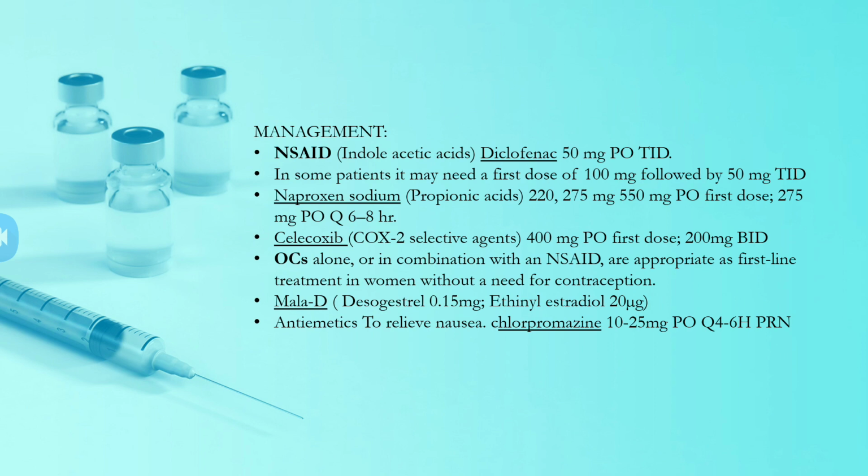Oral contraceptives can be taken alone or in combination with an NSAID, and they are considered first-line treatment in women without a need for contraception. Melody consists of desogestrel 0.15 mg and ethinyl estradiol 20 micrograms. For her nausea relief, we can use antiemetics such as chlorpromazine 10 to 25 mg per oral, at 4 to 6 hour intervals, as needed.